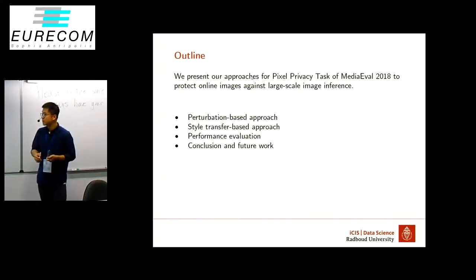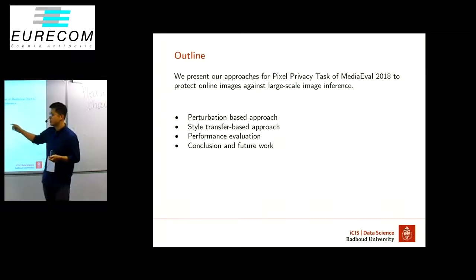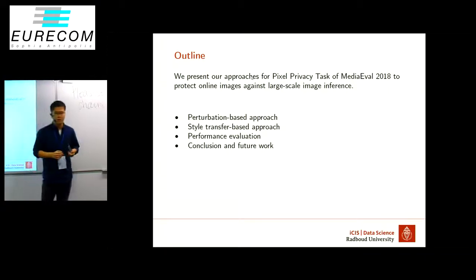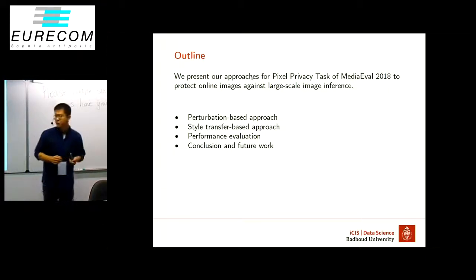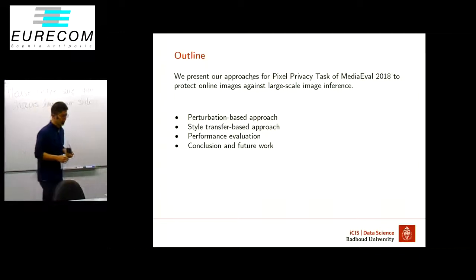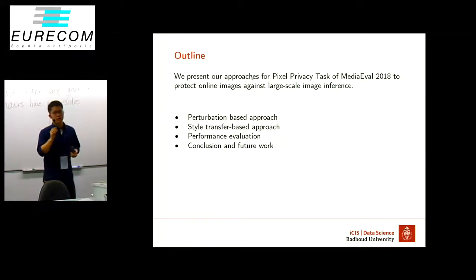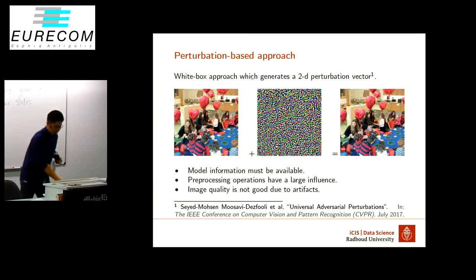Based on this idea, we proposed two categories of approaches. They are a perturbation-based approach, which focuses on the protection part, and a style transfer-based approach, which is based on improving image appeal. After introducing the approaches, I will show you the performance evaluation in two parts, both privacy and image appeal. In the end, I will make the conclusion and talk about the future work, and also include questions about generalization for other classifiers.